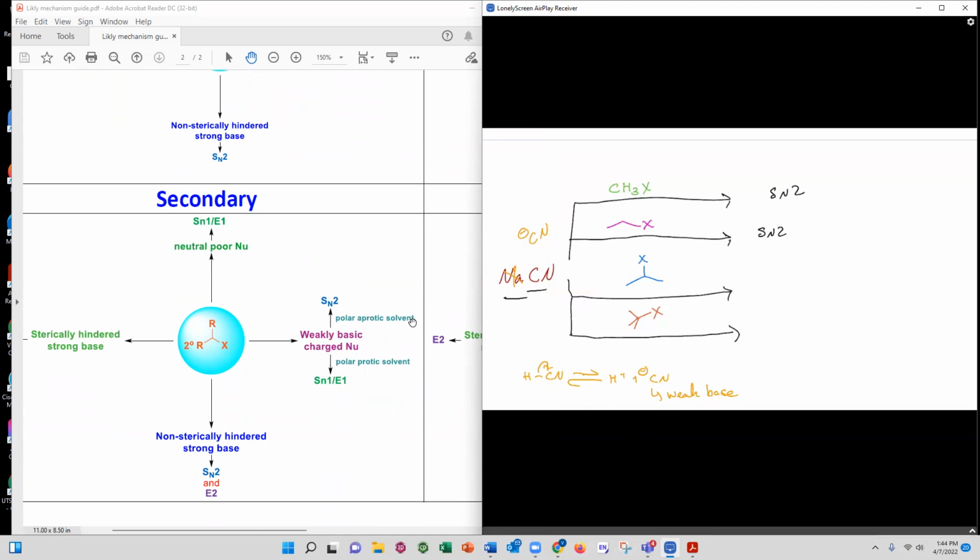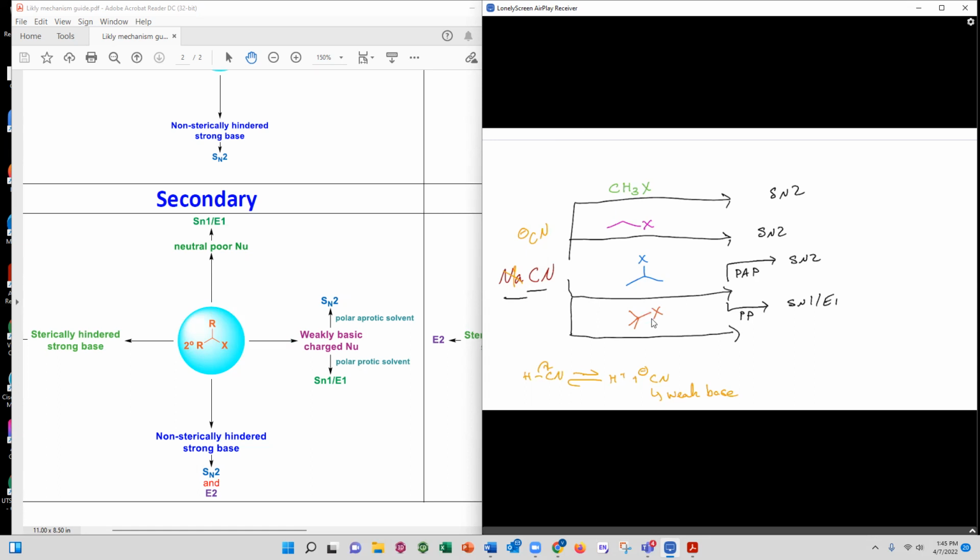And so this is the only time where you're going to have to look at your solvent, okay, to decide what pathway do I go. Okay. And so we're going to have to take this and delimit it even further: if I have a polar aprotic solvent, I'm going to see SN2. If I have a polar protic solvent, I'm going to see SN1, and of course, E1. Okay. And so this is the only time with a secondary substrate, okay, and a weakly basic charged nucleophile that you actually let solvent determine the course of the chemical reaction.